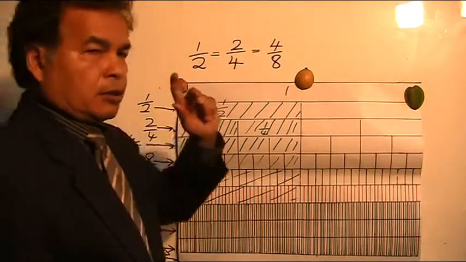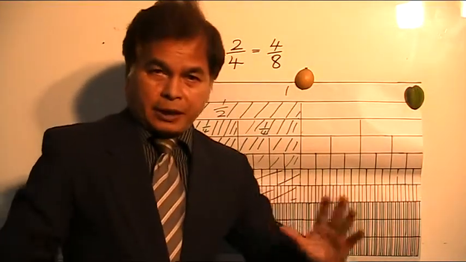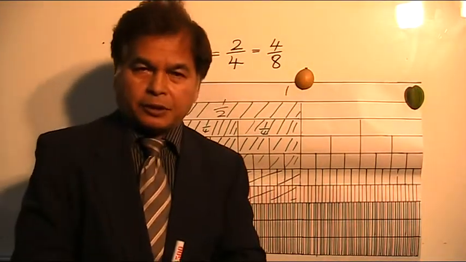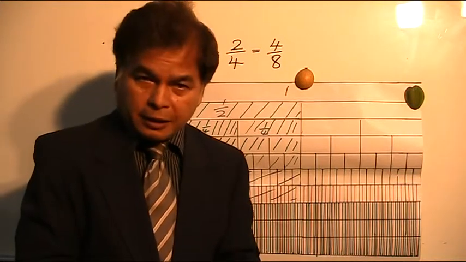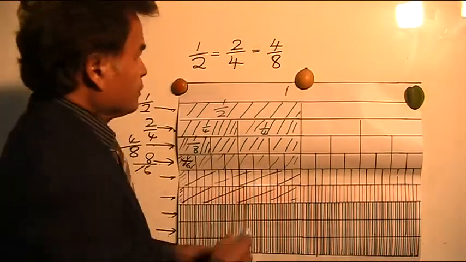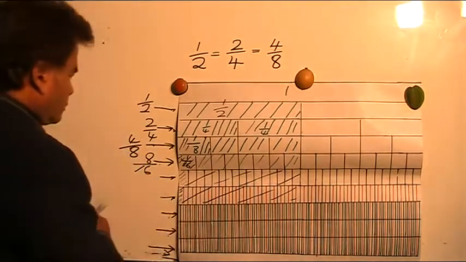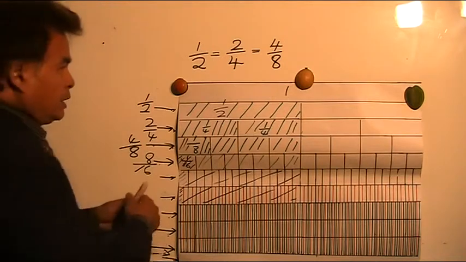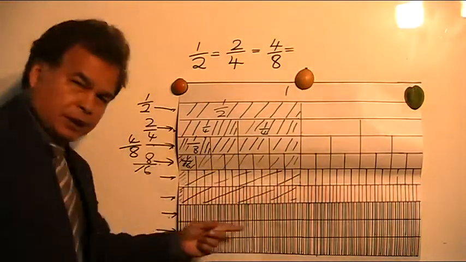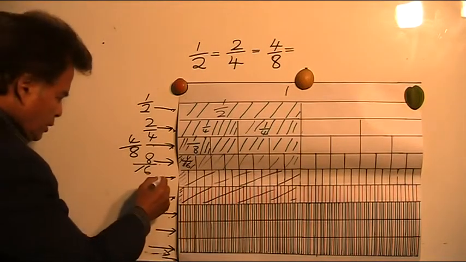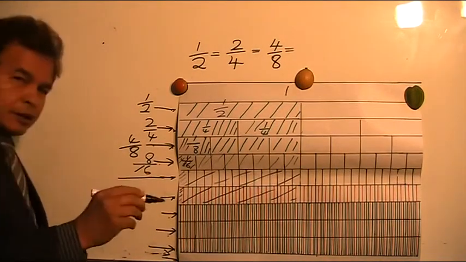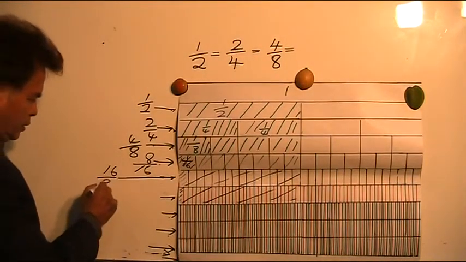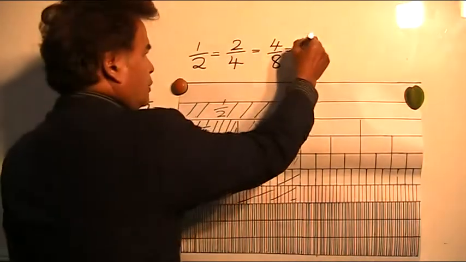Because they're equal, they are called equivalent fractions again. Alright? Sebabkan mereka sama nilainya, maka dipanggil equivalent fractions ataupun pecahan setara in bahasa Melayu. Pecahan setara. Okay. Now you fill up the rest by referring to the diagram. Anybody has got this? Right. So this is what? 16 over 32. 16 over 32.